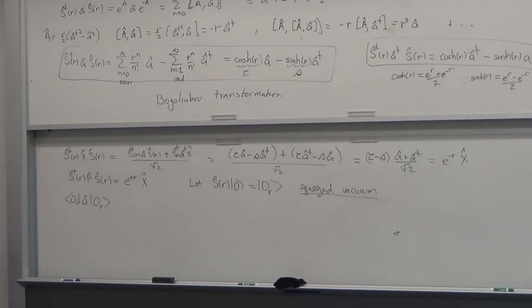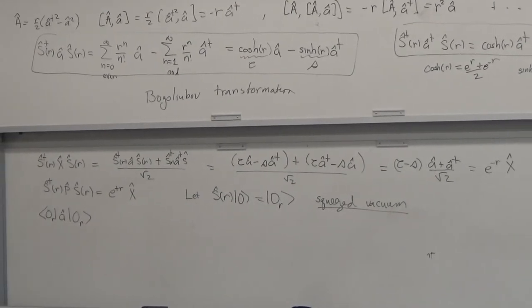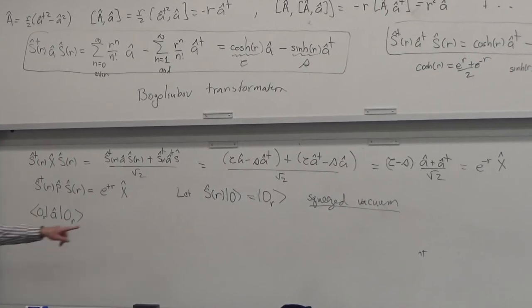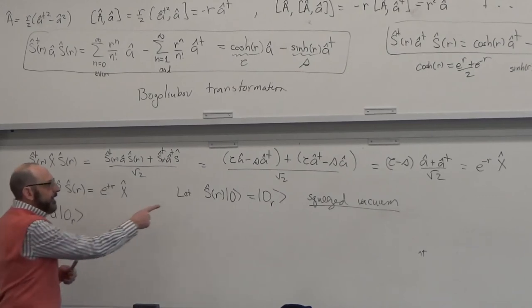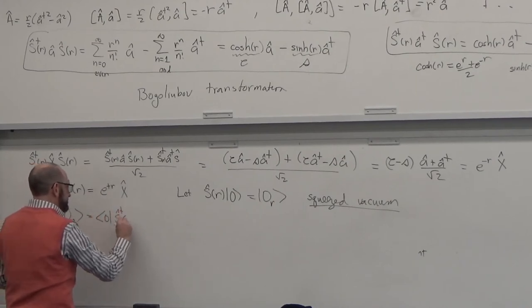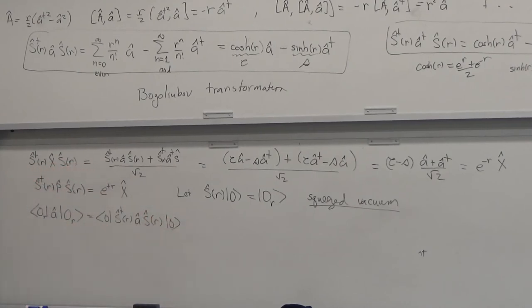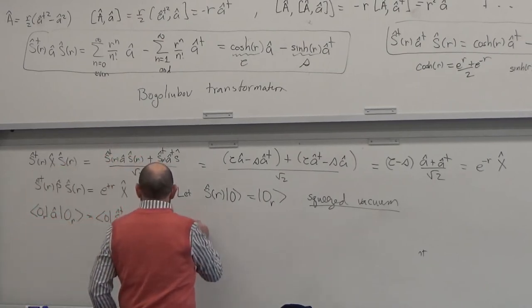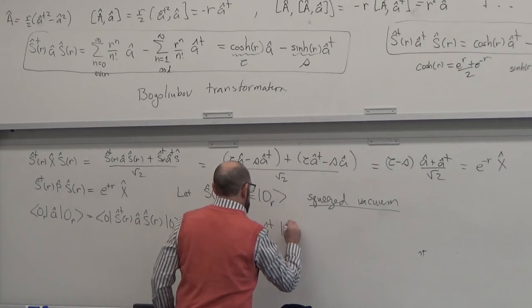How would we calculate that? This is the kind of tricks of the trade we use all the time. Well, we just plug this in. The squeezed vacuum is itself a unitary map on the vacuum. So this is then this, right? But what is that? So that's the Bogoliubov transformation, right? So this is equal to the cosh term times a minus the sinh term times a dagger. But what is that?